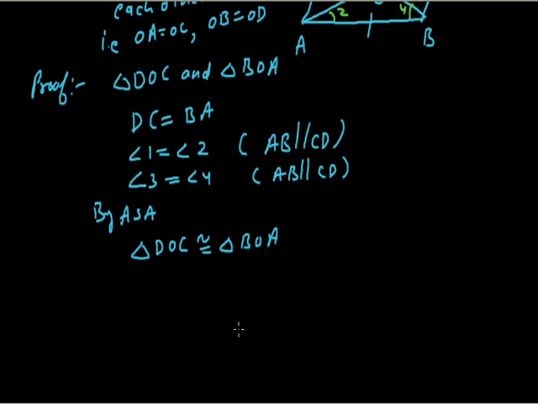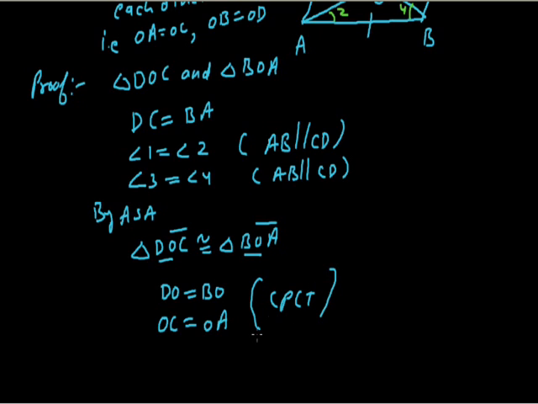Now from this we can say that the first two letters, that is OD, the first two letters of the other triangle are BO. So DO equals BO. In the same way, the last two letters, that is OC, the last two letters are OA. OC equals OA by CPCT. That is, corresponding parts of congruent triangles are equal. So this is the result.